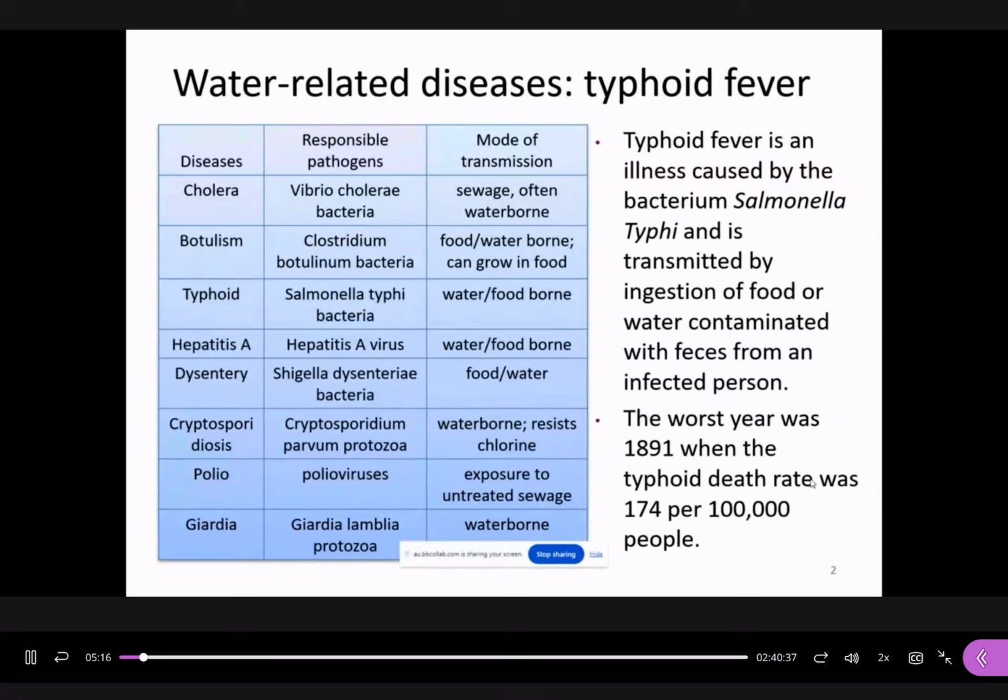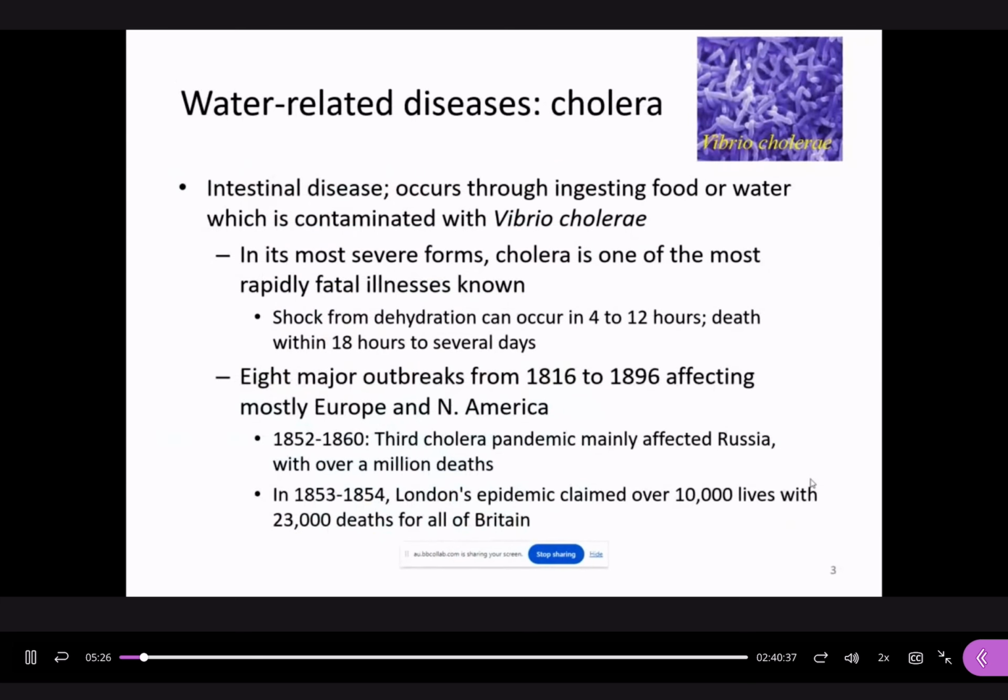We have some other water-related diseases, caused by different pathogens. The second major disease is cholera, which occurs through ingesting food or water contaminated with Vibrio cholerae. In its most severe forms, cholera is one of the most rapidly fatal illnesses known. You see major outbreaks in the 19th century, over 100 years ago. Because in the early 20th century, disinfection using chlorine was invented. Since then, we have not seen this type of major outbreak.